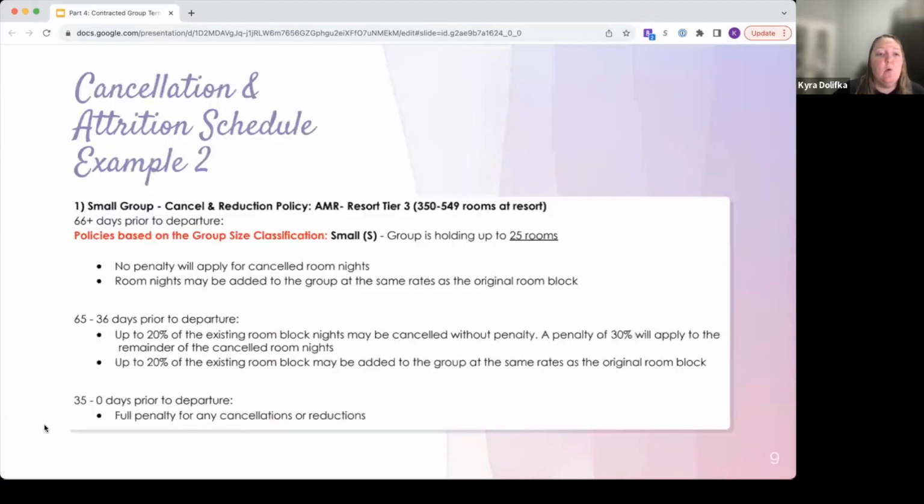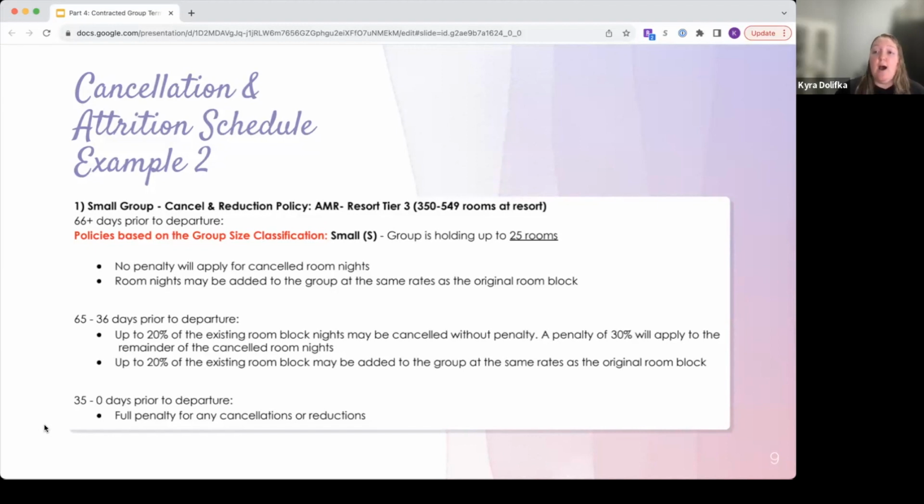Let's look at one more example of cancellation and attrition. This is the AMR all-inclusive resort we were looking at a little earlier. So different resort from our previous example, but this one is a little different here. You can see 66 plus days prior to departure, no penalty for canceled room nights. That's where our room nights versus rooms comes into play, okay? And room nights may be added at the same rates as the original block. This is another very favorable policy.